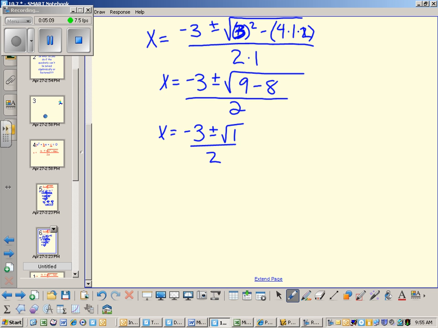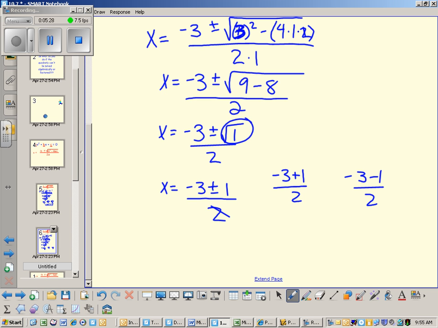So again, we look at here and we simplify that radical. It's a perfect square, so x equals negative 3 plus or minus 1 all over 2, which means negative 3 plus 1 over 2 and negative 3 minus 1 over 2. Negative 3 plus 1 is negative 2, divided by 2 is negative 1. Or negative 3 minus 1 is negative 4 over 2, x equals negative 2.